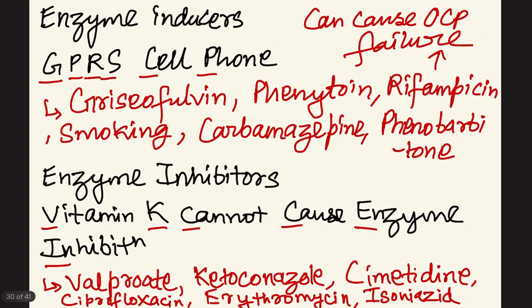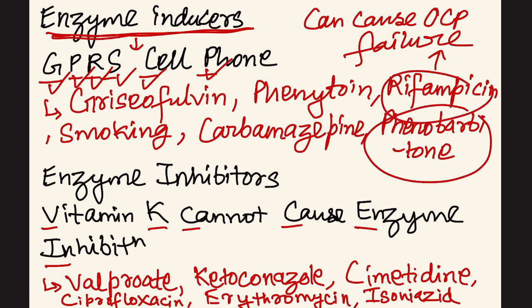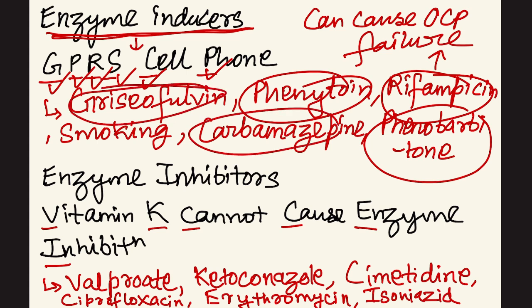Now coming to the examples. So examples of enzyme inducers, you can remember by the mnemonic GPRS CP. So G stands for griseofulvin, P stands for phenytoin, R stands for rifampicin, S stands for smoking. Smoking can also cause induction of the enzyme. Then C stands for carbamazepine and P stands for phenobarbital, as you can see here. So this is the expansion of the mnemonic for enzyme inducers.